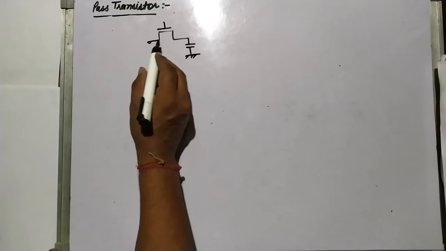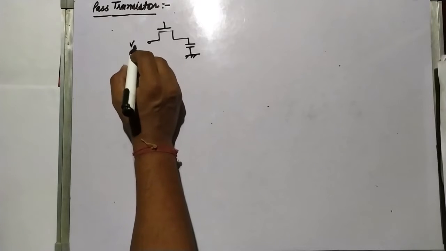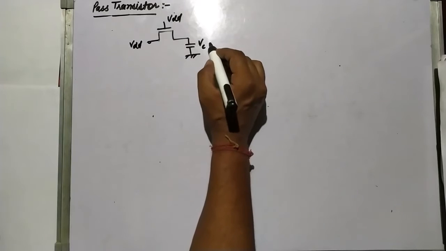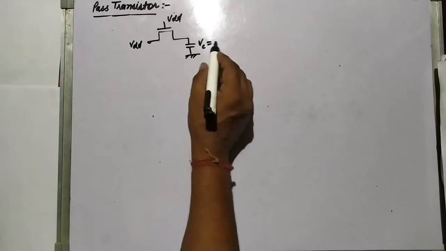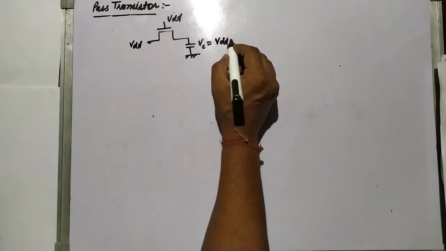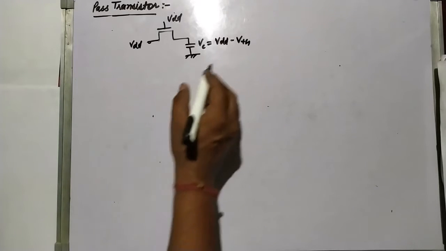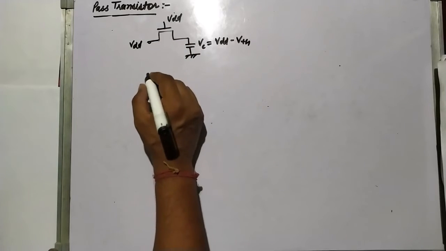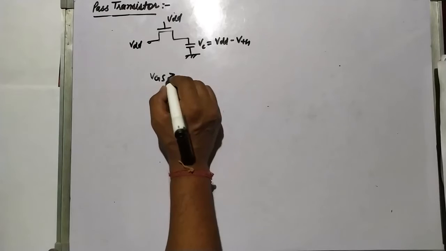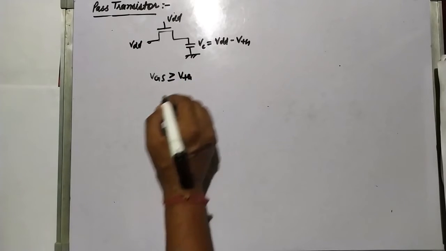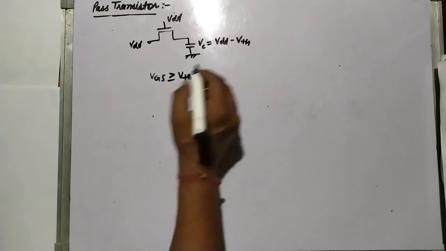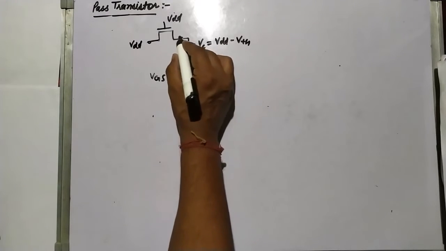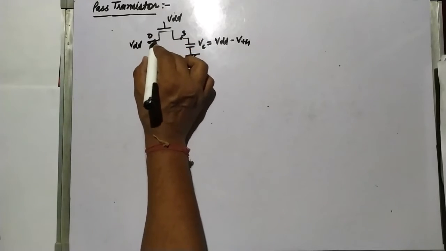for passing 1. Okay, so if I am giving here VDD, and I'm giving here VDD and then VC I am checking, so this will give VDD minus VTH at output. Why is it giving like this? See, for switching on this NMOS, the VGS must be greater than or equal to VTH. So if my VGS is this capacitance voltage, this is source and this is drain, I will take.